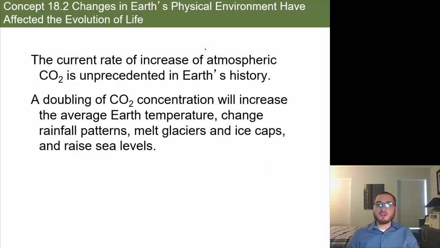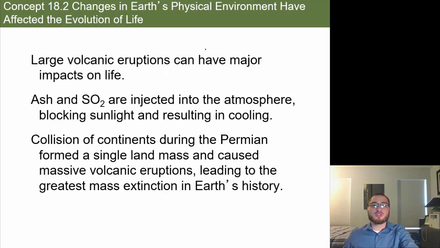So the current rate of increase of atmospheric CO2 is unprecedented in Earth's history, and that's where we run into problems, because it's not just climate changes that are part of Earth's history that always occur. We are actually driving it and speeding up the process of the change in the climate. So a doubling of carbon dioxide concentration will increase the average Earth temperature, change rainfall, melt glaciers and ice caps, and raise the sea levels, all things that are going to put pressure on us and other species moving forward.